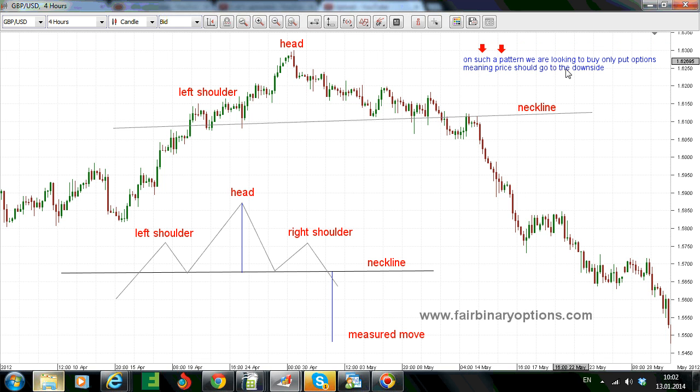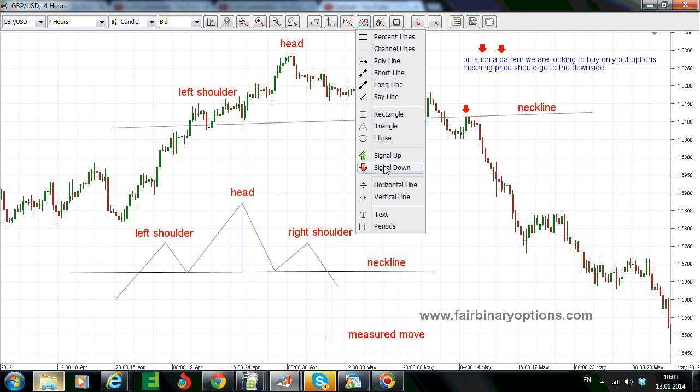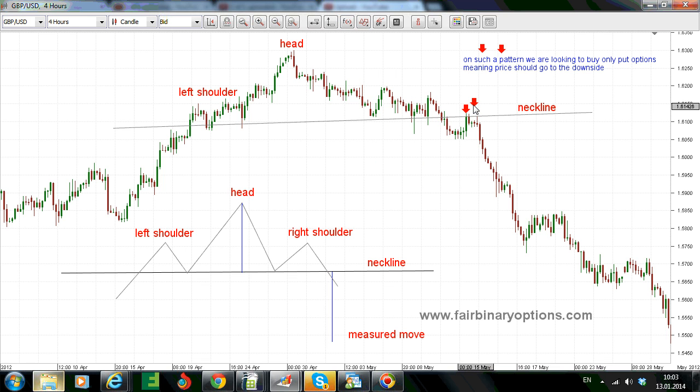Now, where to buy put options? It is one thing to say, okay, I would like to buy put options, but a totally different thing is where to actually engage in buying them. One thing would be to wait for the neckline to be broken, like it is broken here, wait for the retest, and that would be an ideal place to buy put options, as at the retest of the neckline, price will go for the measure move.